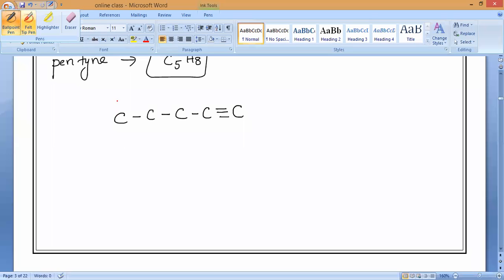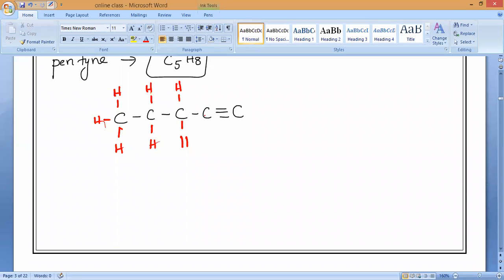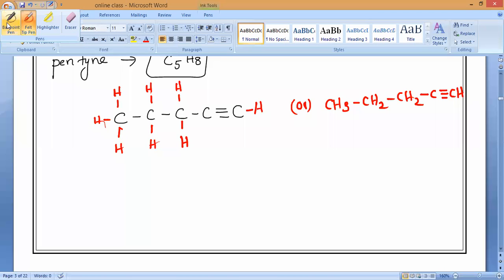Now number of hydrogens, tell me. First carbon, 3 hydrogens. Second carbon, 2 hydrogens. Third carbon, 2 hydrogens. Fourth carbon already finished. Last carbon, 1 hydrogen. Now the condensed formula: CH3, single bond, CH2, single bond, CH2, single bond, C, triple bond, CH. Understand? Are you able to write it or not?